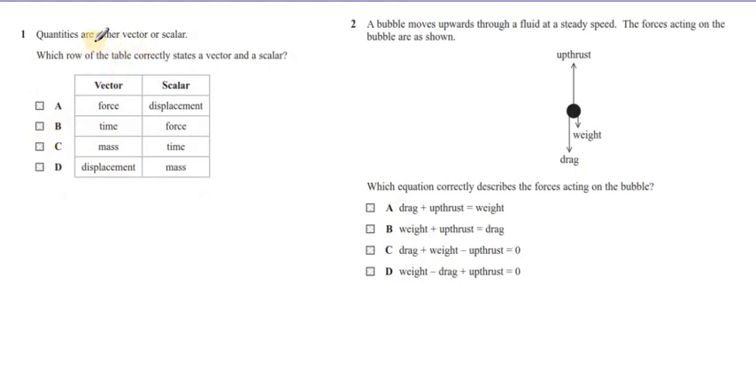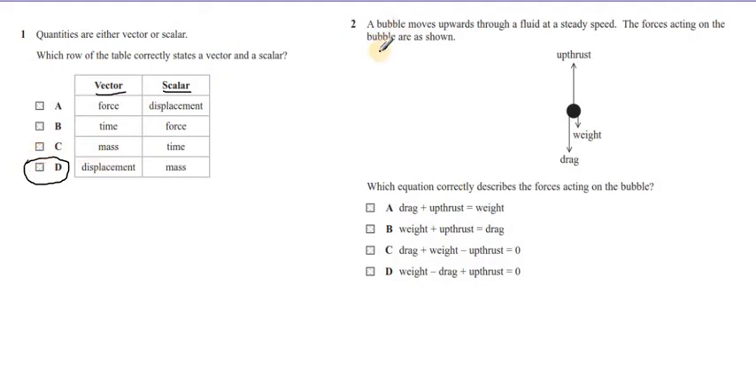Question number 1. Quantities are either vector or scalar. Which row of the table correctly states vector and scalar? So you need to choose the correct row corresponding to the vector and the scalar. The first choice is A, force, which is in the correct column. Force is a vector. But if you see displacement, displacement is not a scalar, it is a vector quantity. In column B, time is in the vector column, which is a wrong choice. Mass is also a wrong choice. And if you see the displacement, which is a vector, and the mass, it is a scalar. So your option is B.